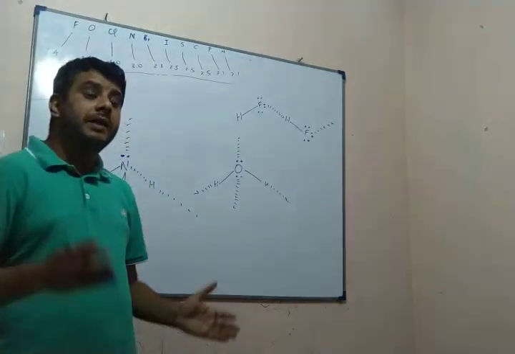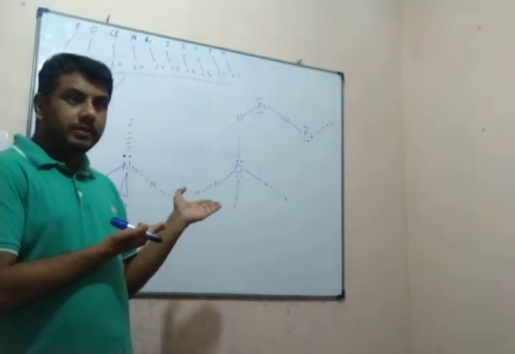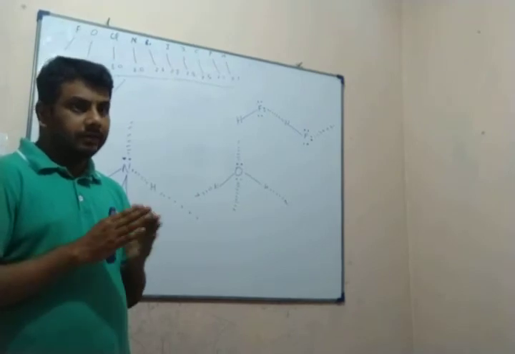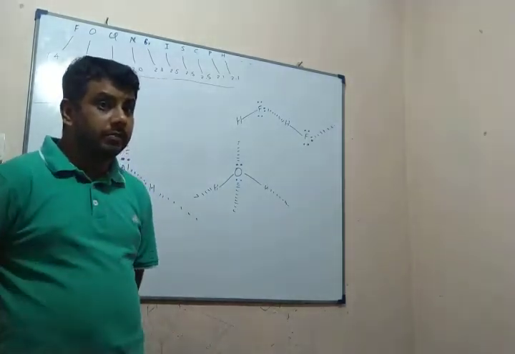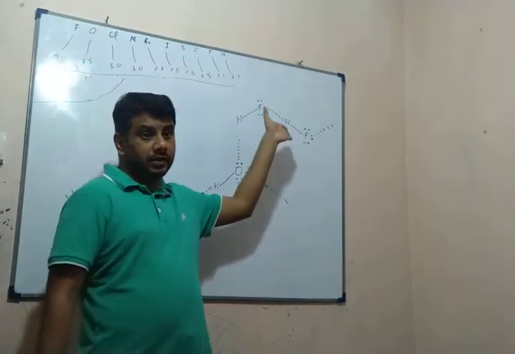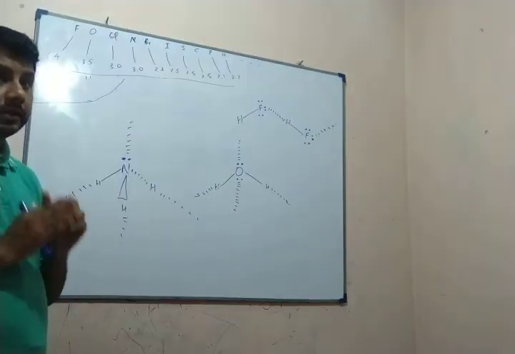So the maximum number of hydrogen bonds is two, and it has two lone pairs. In HF, it can form only one dipole, so the maximum number of hydrogen bonds is only one. Three lone pairs, but only one lone pair will form a hydrogen bond. Got it?